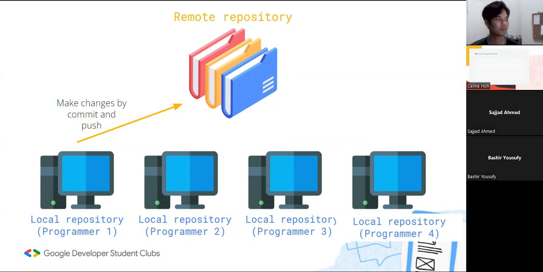So one programmer, once he's done making all of the changes, can then commit and push them to the remote repository. Fear not, the terms might be confusing. Commit and push, what are these terms? You will find out in the later slides. But for now, you're making the changes by committing and pushing them from programmer one to the remote repository.